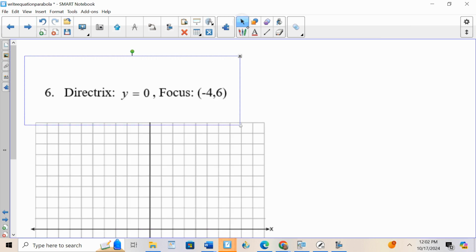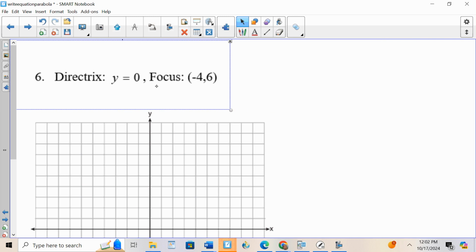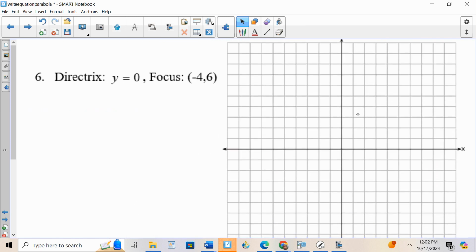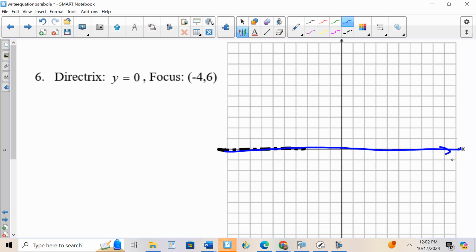Let's take a look at number 6. And then we're going to take a look at one more after that. Directrix is y equals 0. Oops. There's your y equals 0. I've got focus is (-4, 6). I've got to find the vertex. It's always in between the other two. 1, 2, 3, 4, 5, 6. Half of 6 is 3. There's your vertex. It's (-4, 3).